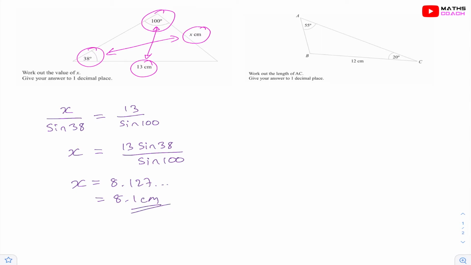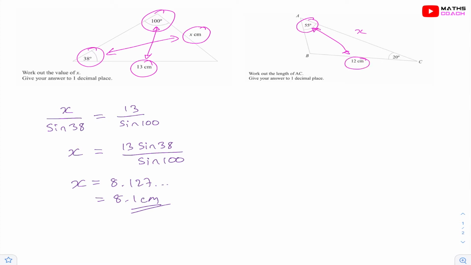So let's move on to the second question now. Work out the length AC. Okay, so let's mark AC with an x. That's what we're looking for. And we are looking for the opposite pairs. So what do we have? Well, we have the 55 with the 12 as a pairing.